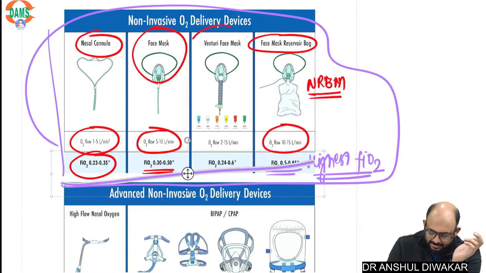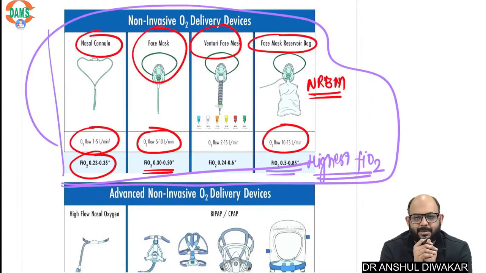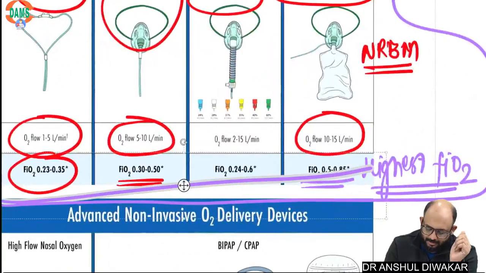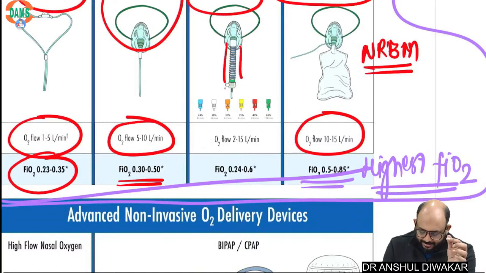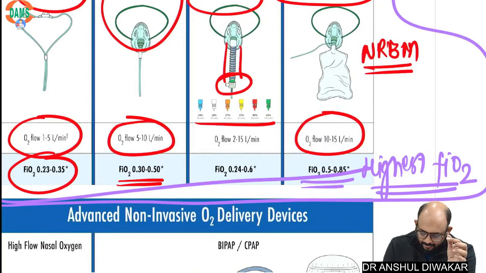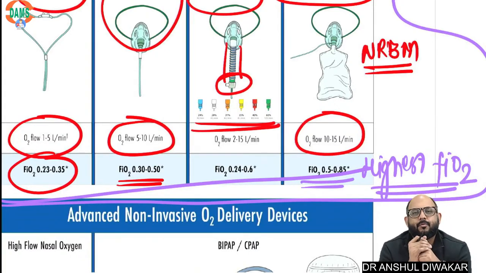And then you have a very specific mask called venturi face mask. How do you identify it? You will see a long tube, and at the end of it, there is a valve which has different colors: blue, white, orange, yellow.